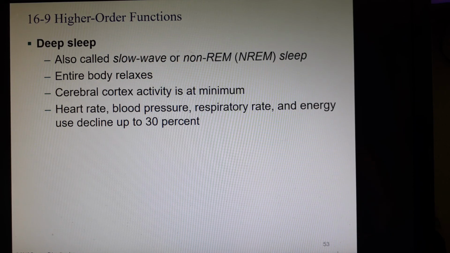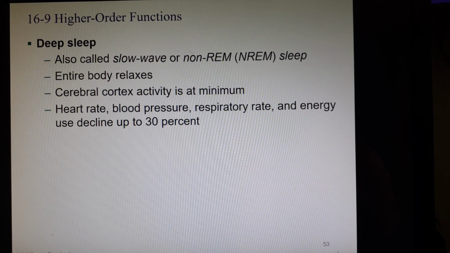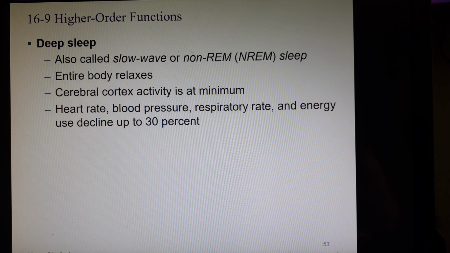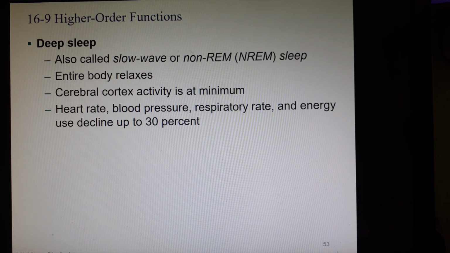Deep sleep is just above a coma, and it's called slow wave or non-REM sleep. Your entire body is relaxed. You actually have minimal cortical activity in your brain. Your body reduces its metabolic rate by 30%, and you're supposed to be temporarily paralyzed. We'll talk about that when we get to REM.